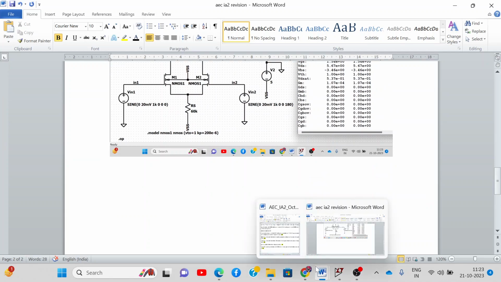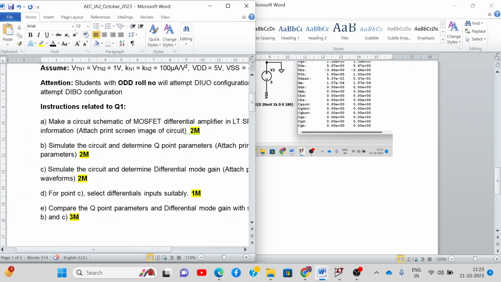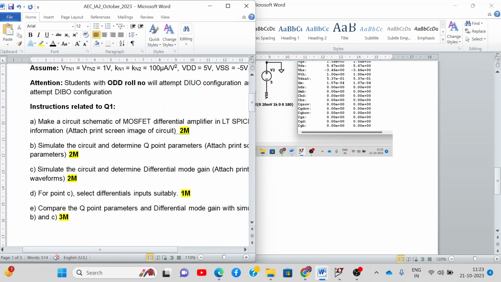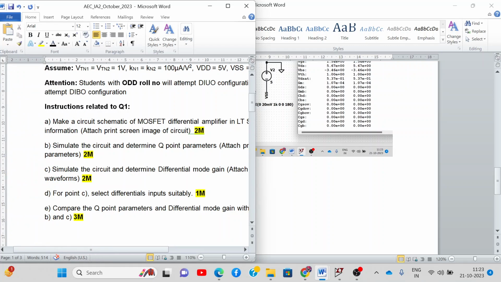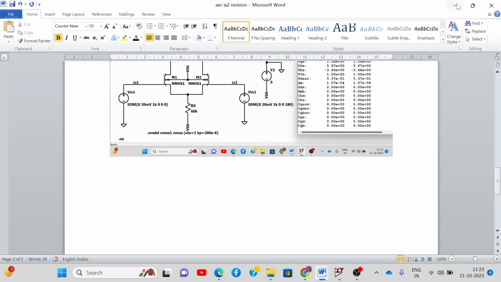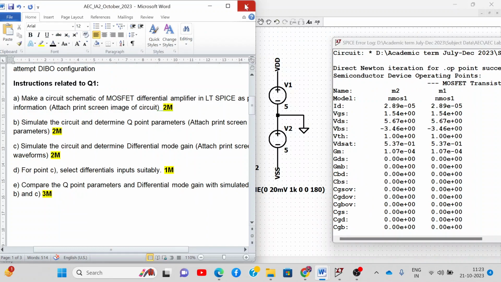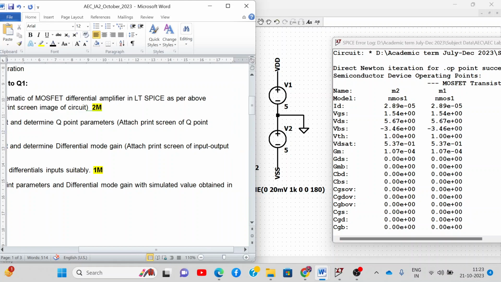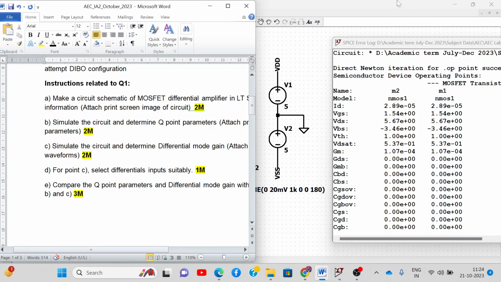What you have to do in question number 1 is clear, A is clear, B is clear. Any doubts, anyone? Please reply immediately. Okay, great. Now, next is simulate the circuit, determine the differential mode gain, and attach the print screen of the input-output waveform.